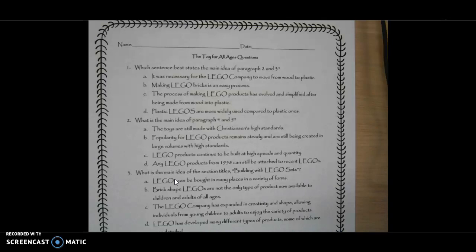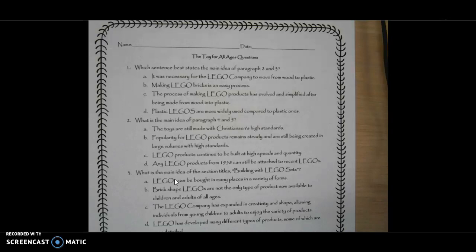2. What is the main idea of paragraph 4 and 5? A. The toys are still made with Christensen's high standards. B. Popularity for Lego products remains steady and are still being created in large volumes and high standards. C. Lego products continue to be built at high speeds and quantity. Or D. Any Lego products from 1958 can still be attached to recent Legos.